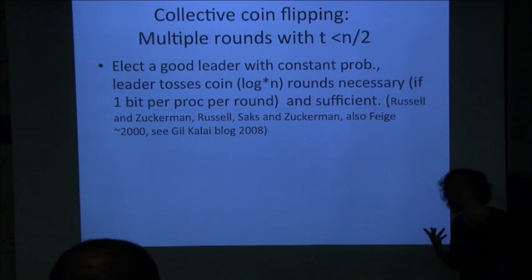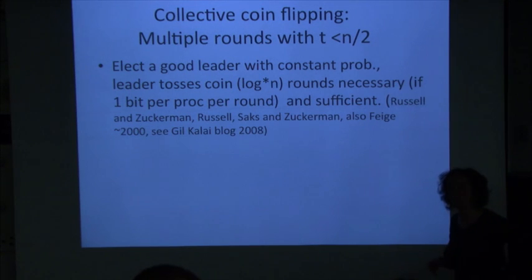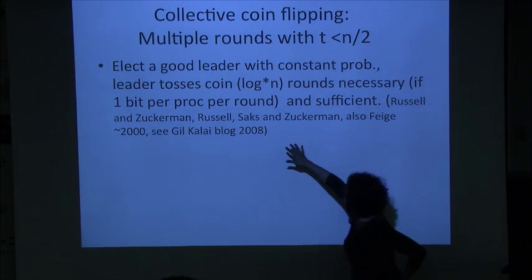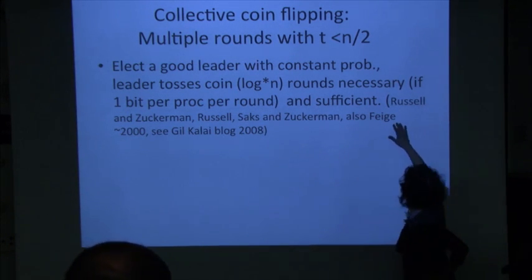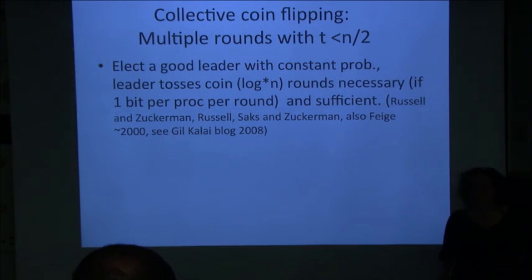But if you elect a leader, you can get a coin flip with some probability. If you can generate a random coin flip, you can also pick a leader. So they're certainly related. And there's an interesting lower bound proof of a log star. And then there's another one which is sort of tighter, depending on the resilience in Feige's paper. Resilience is the size of T, the number of bad guys.